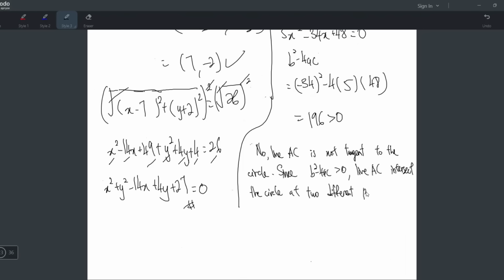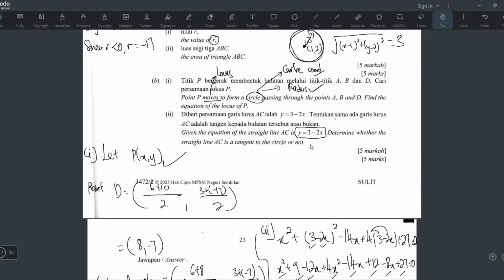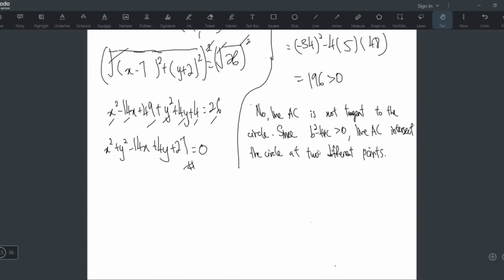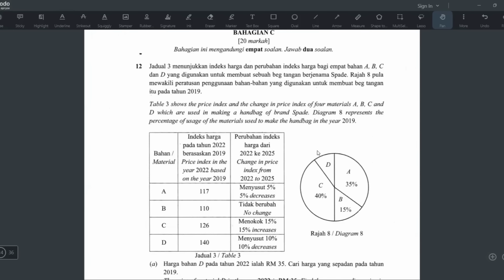Yeah, I think if you write like that, it's good enough already. Okay, you all understand, right? So we say no, AC is not tangent, and the reason is that since the discriminant is positive, bigger than 0, line AC will intersect at two different points. So it's not a tangent. A tangent line can only intersect at one point. Okay, so that's all for this question.